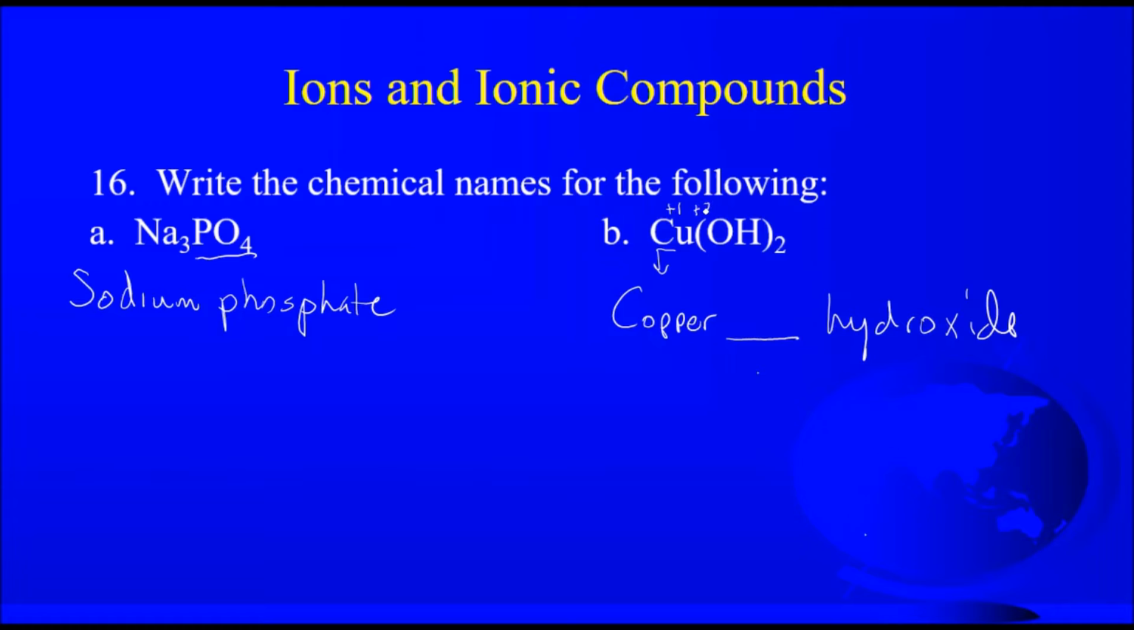Copper can be either 1 or 2. If hydroxide is -1, which one of these two must it be in order to balance out with 2 hydroxides? Copper 2. Let's do it the long way. You have 2 of them. You have 1 of them. Hydroxide is -1. 2 times -1 is -2, which means the positive side must be +2. 1 times what is +2? +2. Any questions?